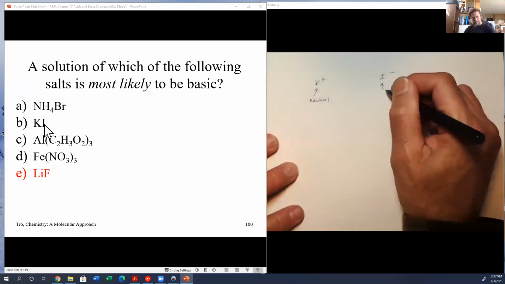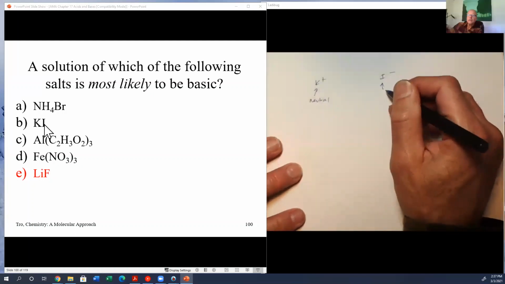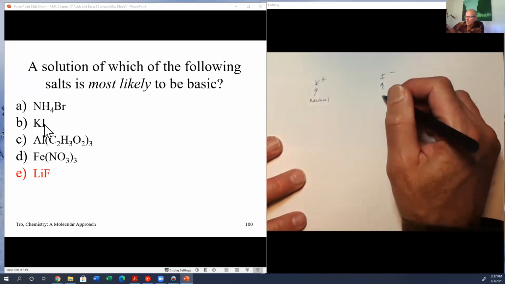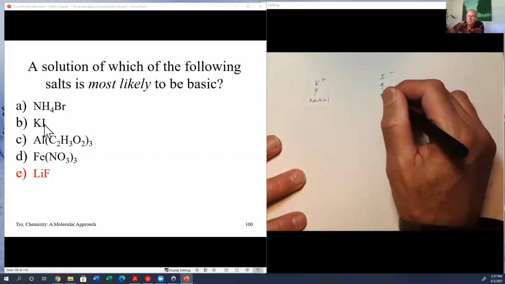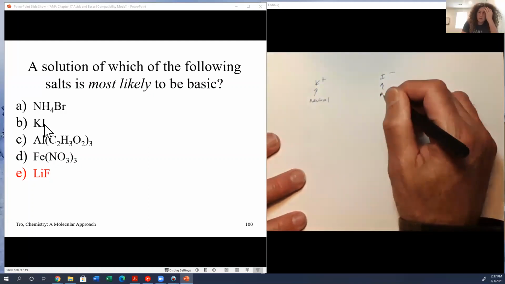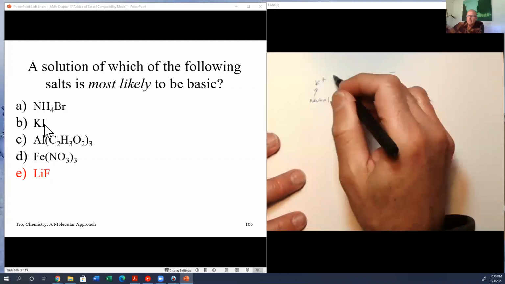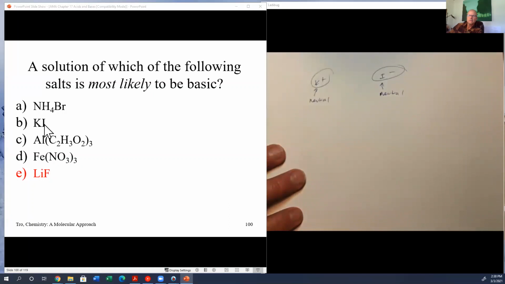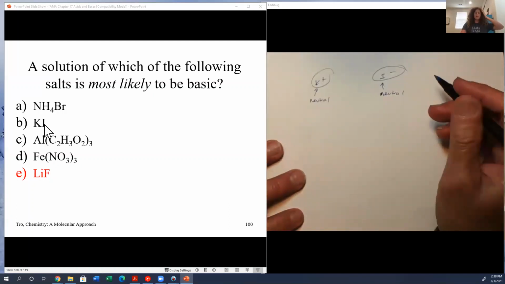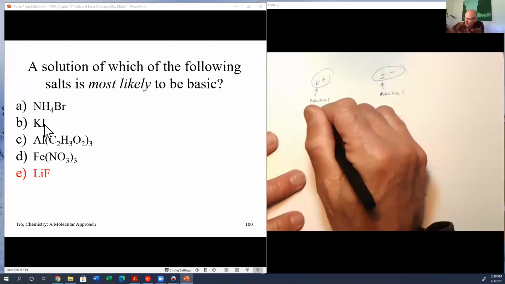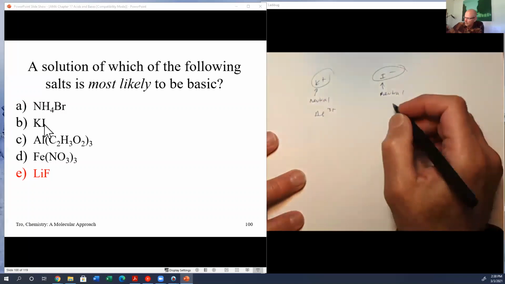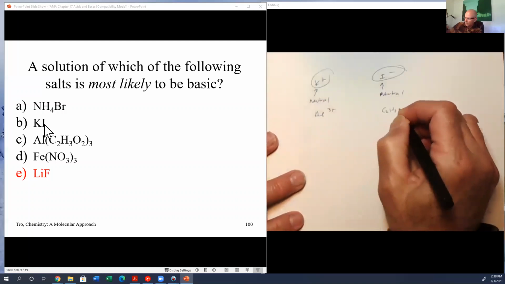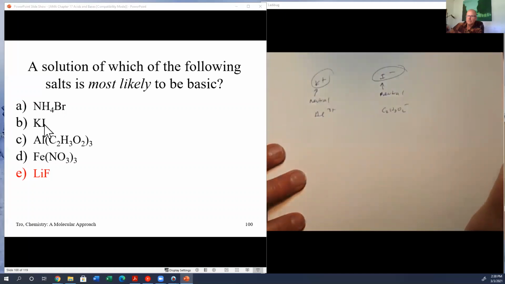And then I minus is the conjugate base of the strong acid HI. So what can we say about I minus? It's neutral as well, right? And if the cation is neutral and the anion is neutral, then KI is neutral. All right. Now this one, Al3 plus is the cation and C2H3O2 minus is the anion.